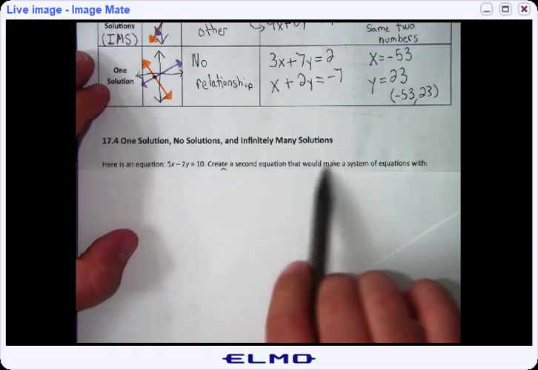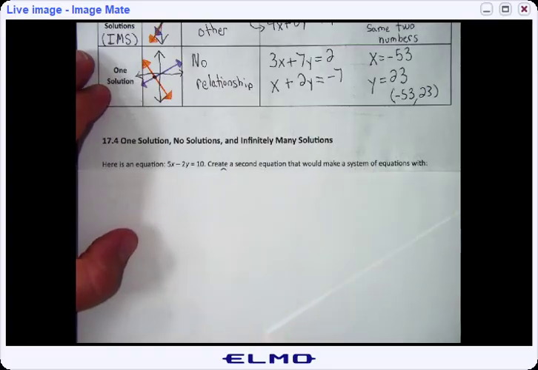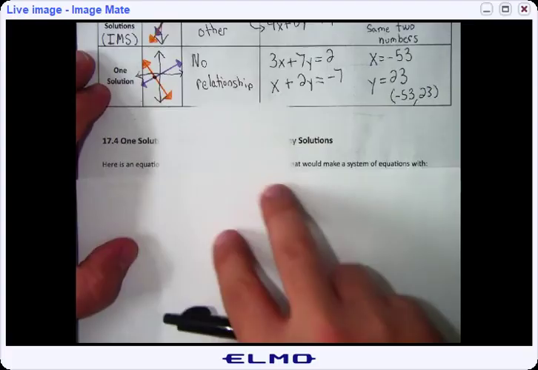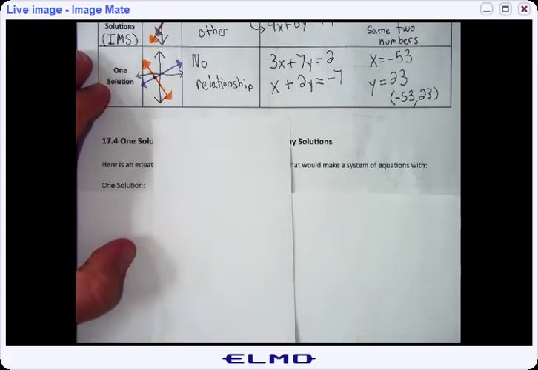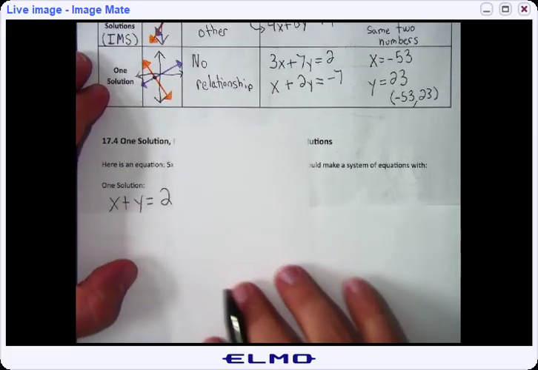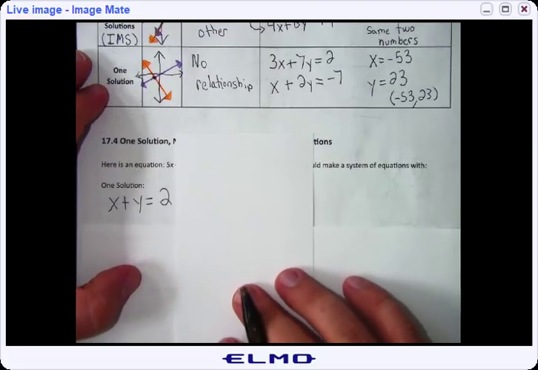Create a second equation that would make the system of equations with, we're going to take a look here, one solution. So what I want you to do, take a minute, see if you can make something that has one solution, maybe using Desmos, or if you know how to use substitution, you can come up with an equation that looks like that. The one that I came up with is x plus y equals 2.